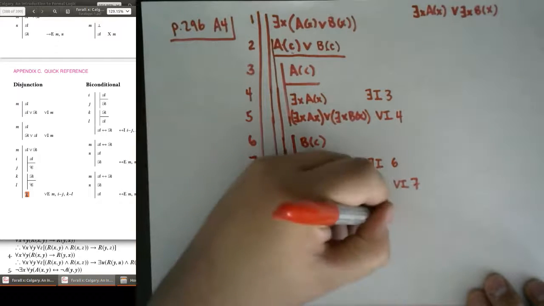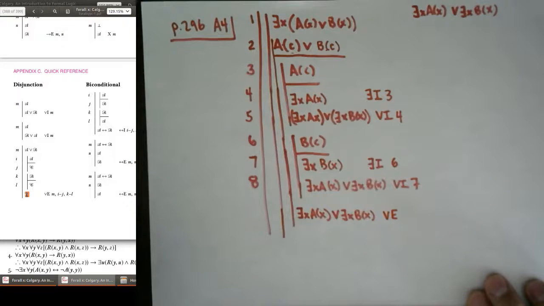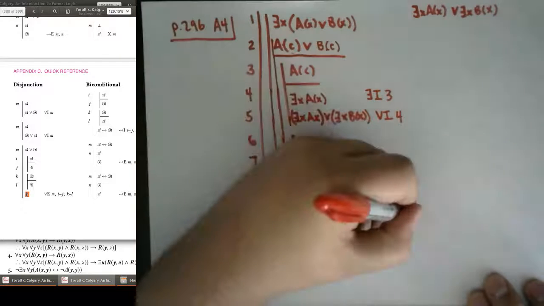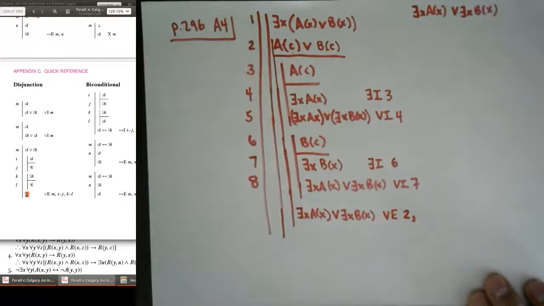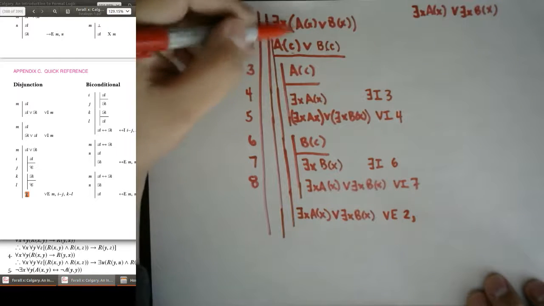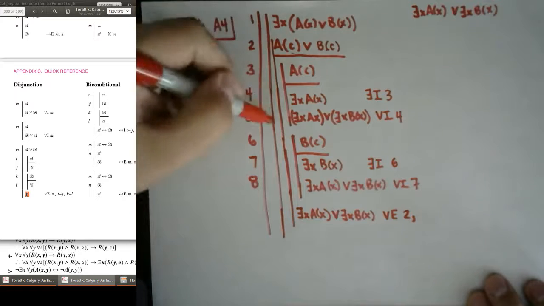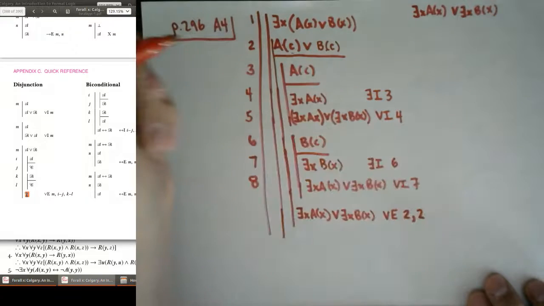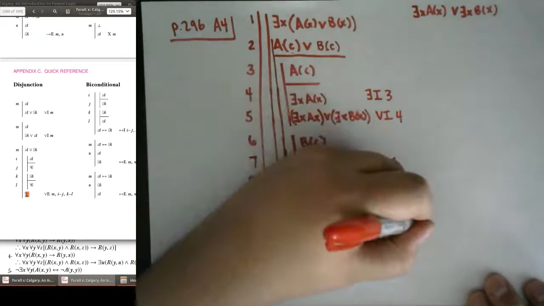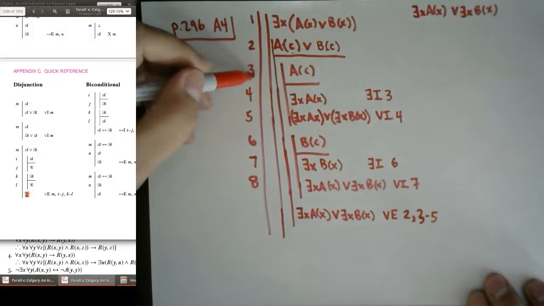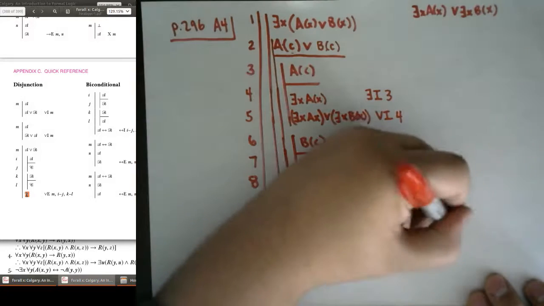And that is OR elimination. I have to cite this to the disjunction in question, which is line 2. Then I have to cite the subproof that starts with the first of the two assumptions. So this subproof starting at 2 and ending at 5. Sorry, starting at 3 and ending at 5. And then the subproof starting at 6 and ending at 8.